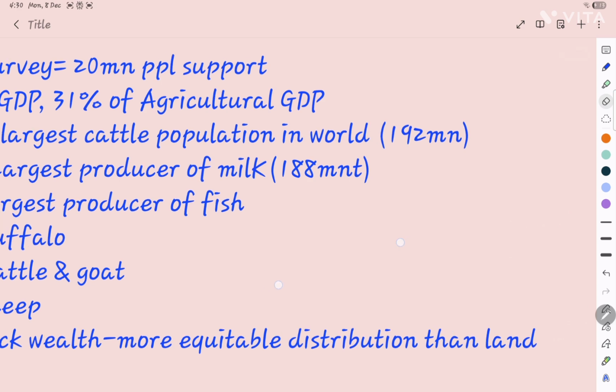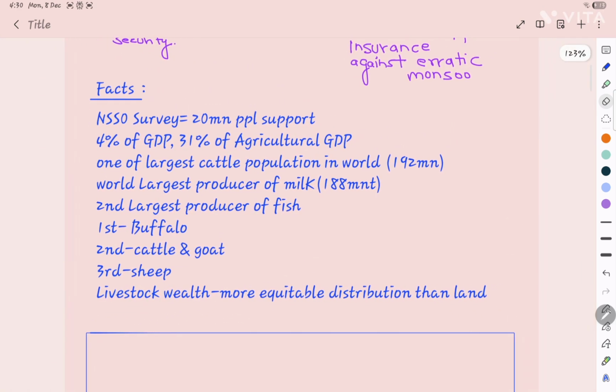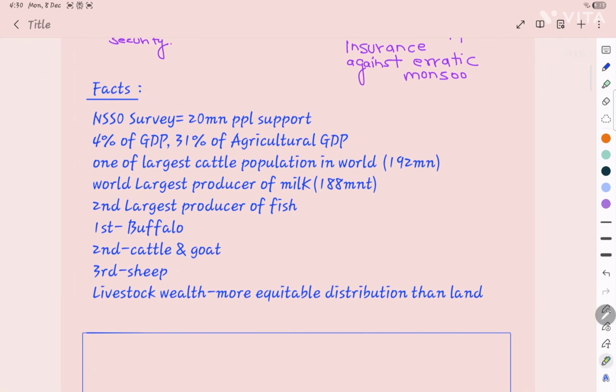The third mission is the conservation of the indigenous breed. Rashtriya Gokul Mission for conservation of the indigenous breed. You can get a hint from it: Rashtriya Gokul Mission for indigenous breed conservation.